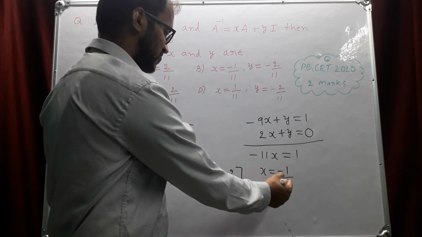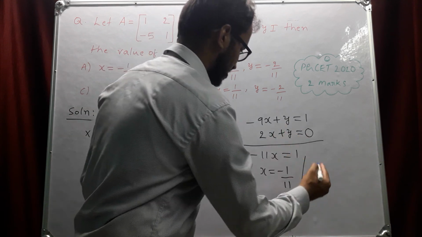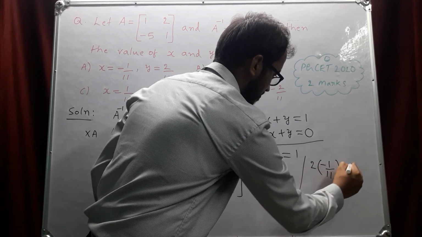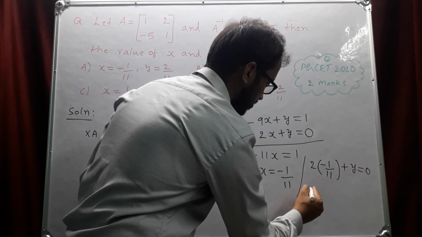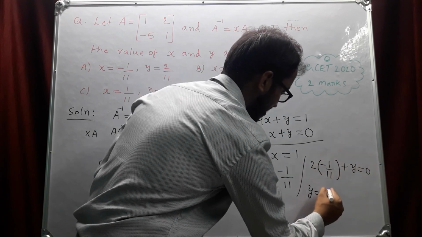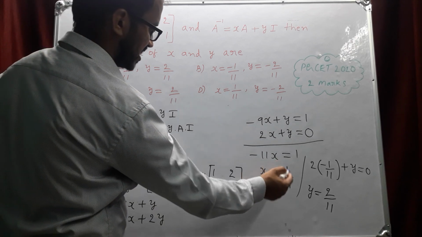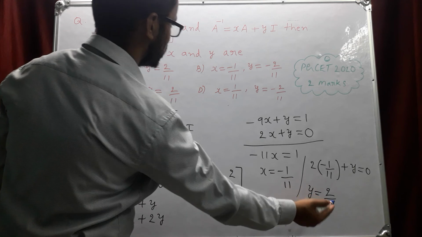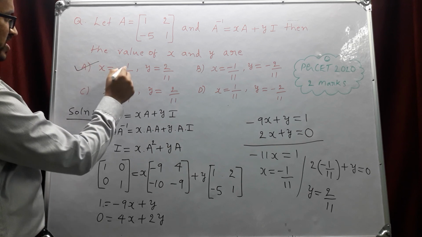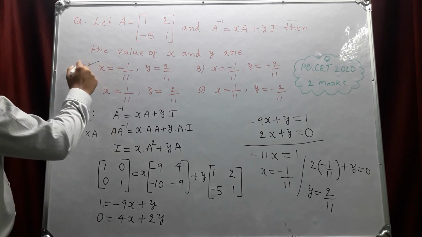So substitute the value of x in any one of the equation. Suppose if I substitute in second equation, that is 2 into x means minus 1 by 11 plus y is equals to 0. Our y value becomes how much? Minus will become less, that is 2 by 11. So the required answer is x is equals to minus 1 by 11 and y is equals to 2 by 11. So correct option is option A.